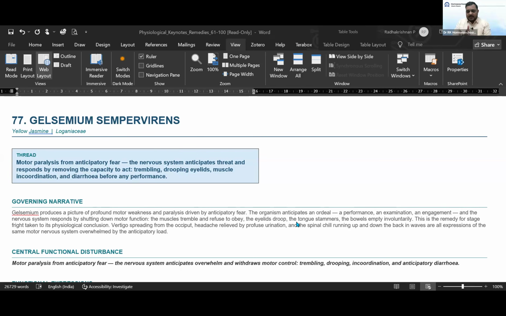Gelsemium is a medicine which has a tendency to produce motor paralysis, not sensory paralysis, and the exciting cause is anticipatory fear. Anticipation with motor paralysis, we can think about Gelsemium. Likewise, we go to the next one again.